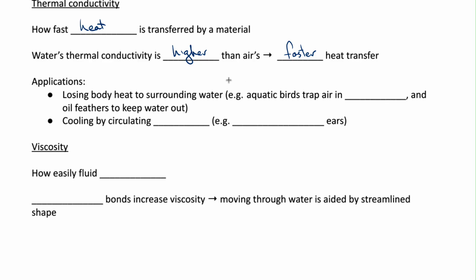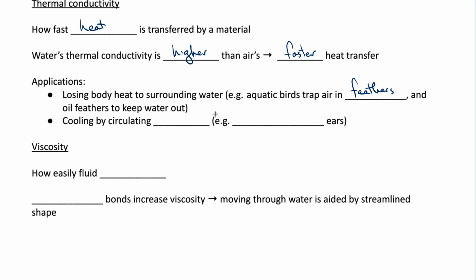And in general, animal bodies are warmer than their surroundings, and so they will tend to lose heat to their surroundings. And so animals in water will tend to lose body heat to surrounding water very quickly, and therefore need mechanisms to protect against that so that they don't lose a dangerous amount of body heat. So aquatic birds will trap air in their feathers. Feathers, one of their functions besides flight is that they trap air in them, and because air's thermal conductivity is not as high as water's, that means that trapped air serves as an insulating layer.